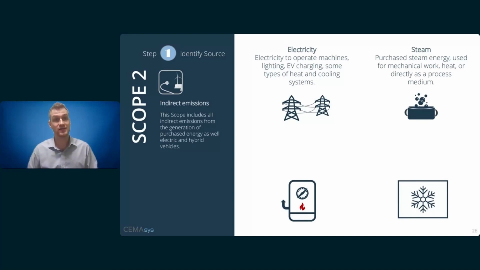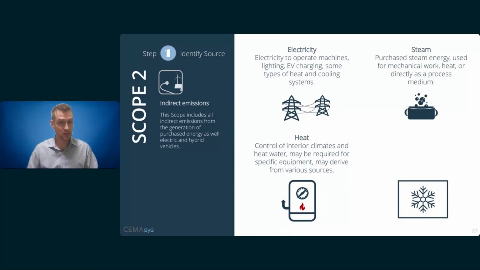Another scope 2 category is steam when purchased from an off-site provider. It is often used for mechanical work, heat, or in operational processes. And we also have heat. Most commercial or industrial buildings require heat to control interior climates and heat water for specific equipment. And finally, we have cooling. Similar to heat, cooling may be produced from electricity or through the distribution of cooled air or water.